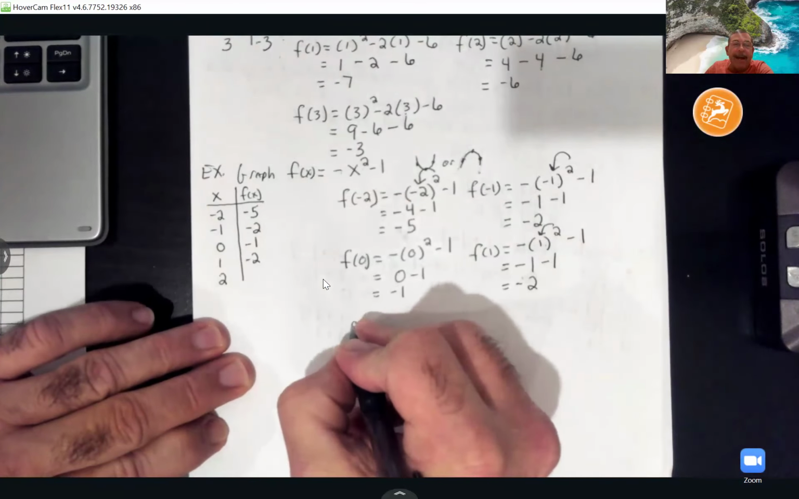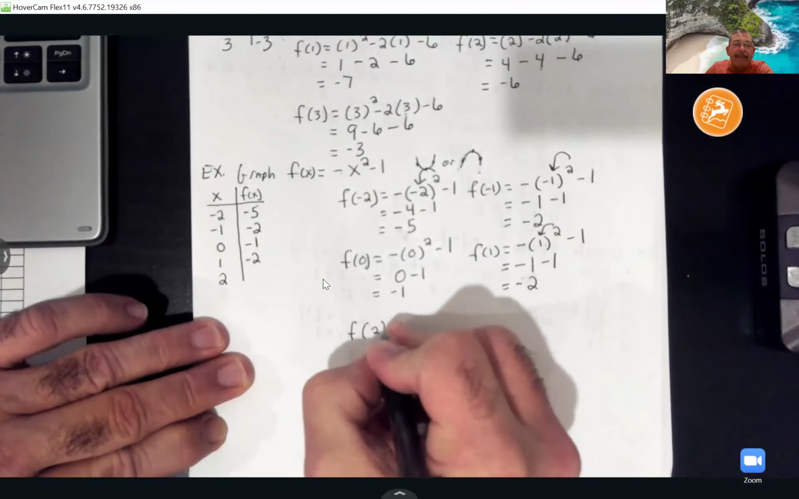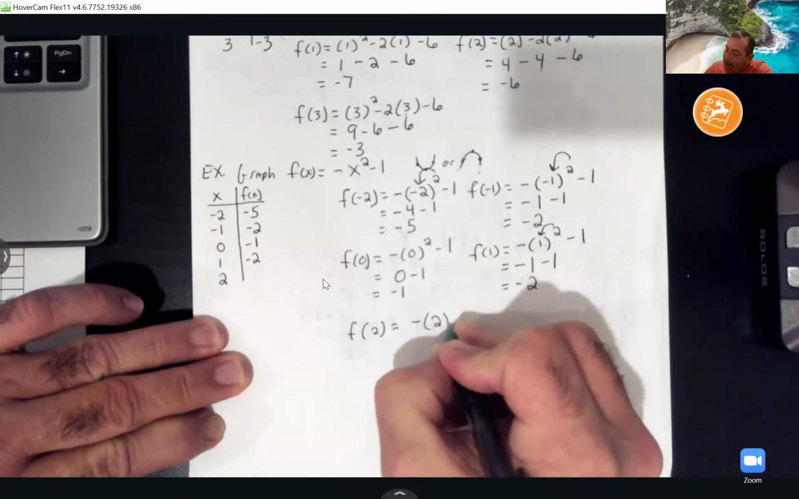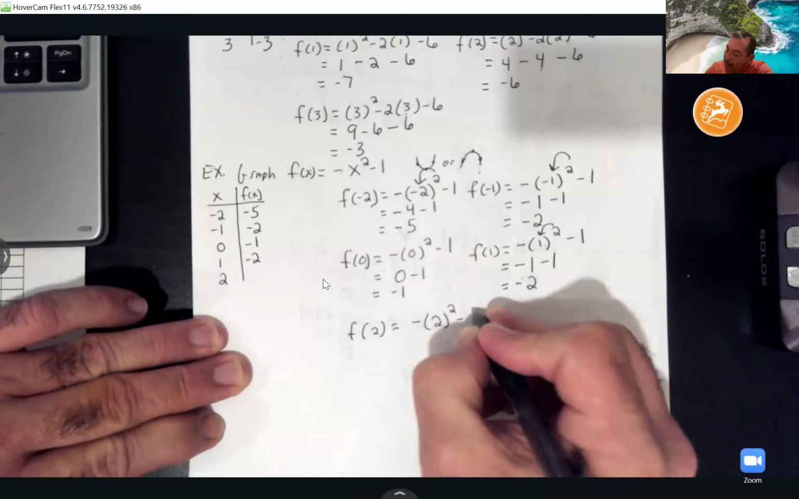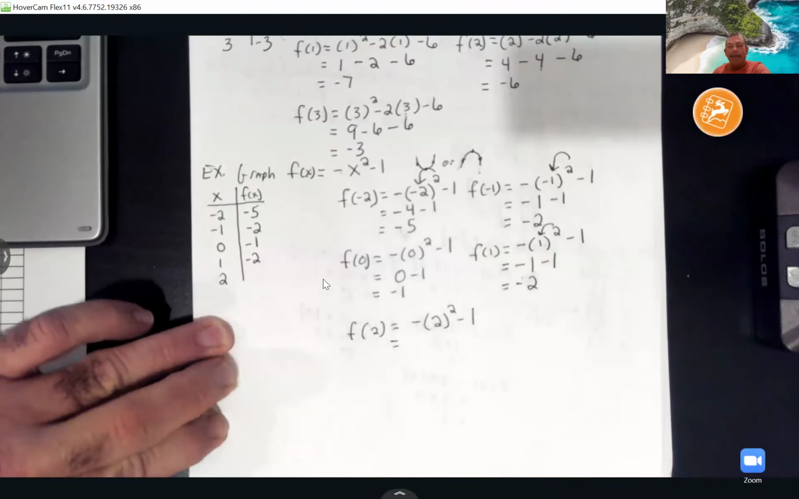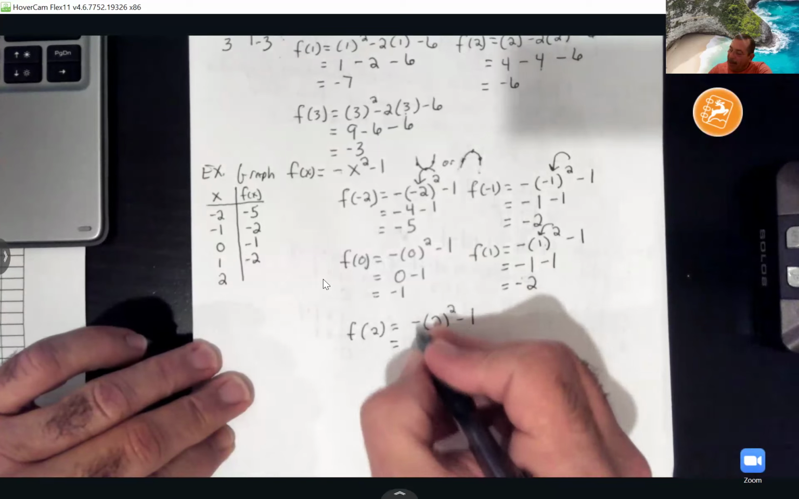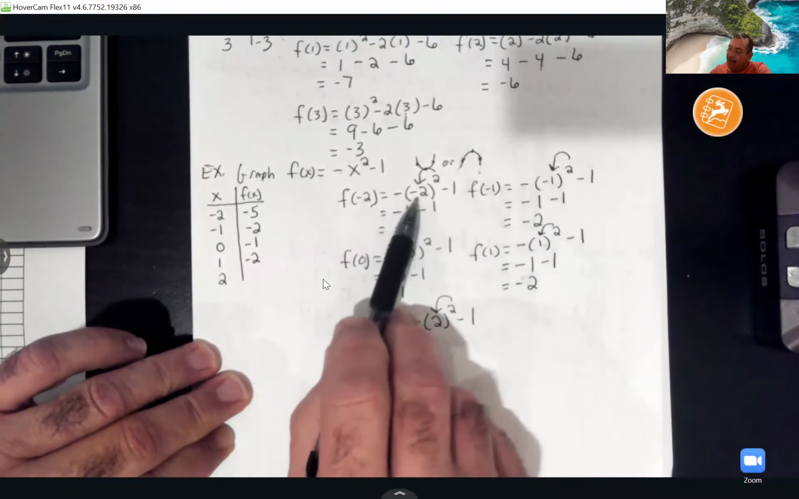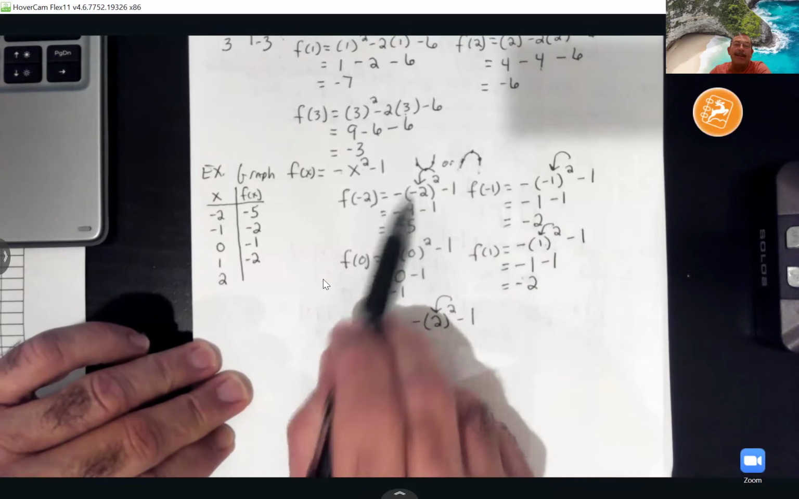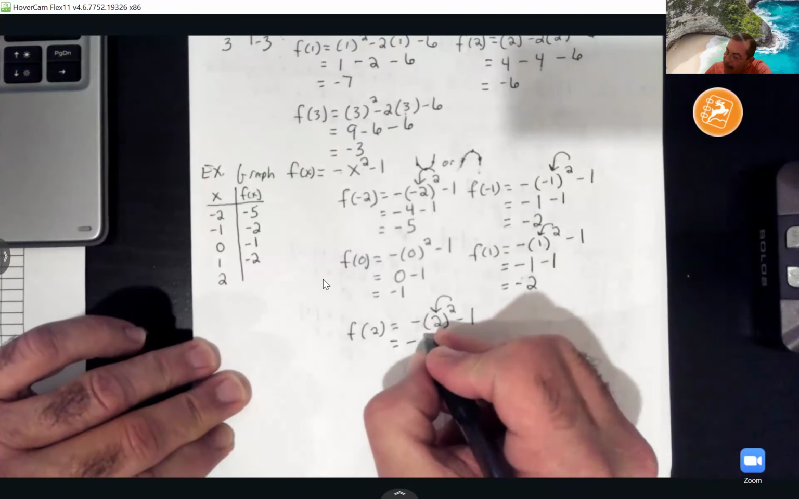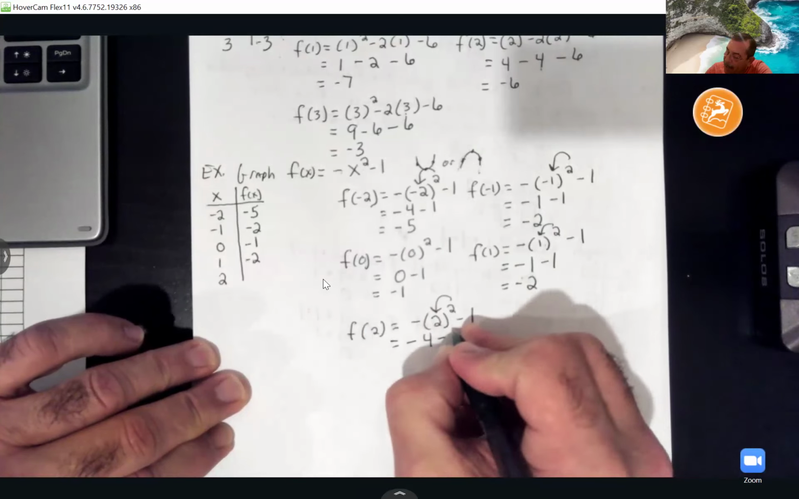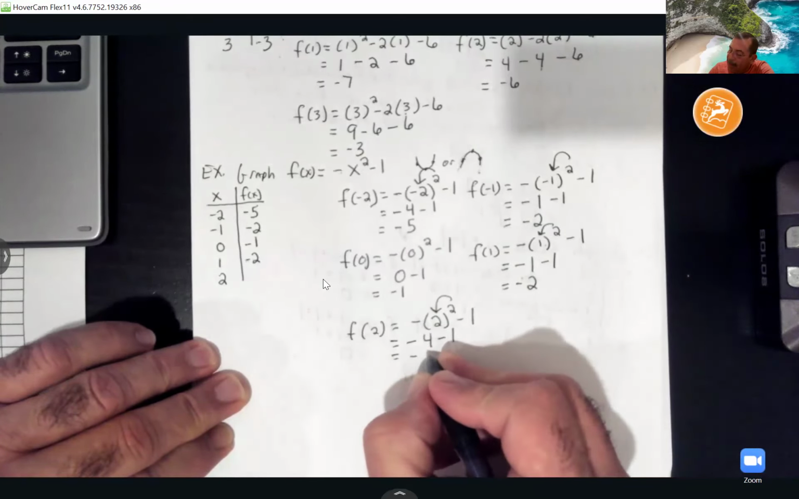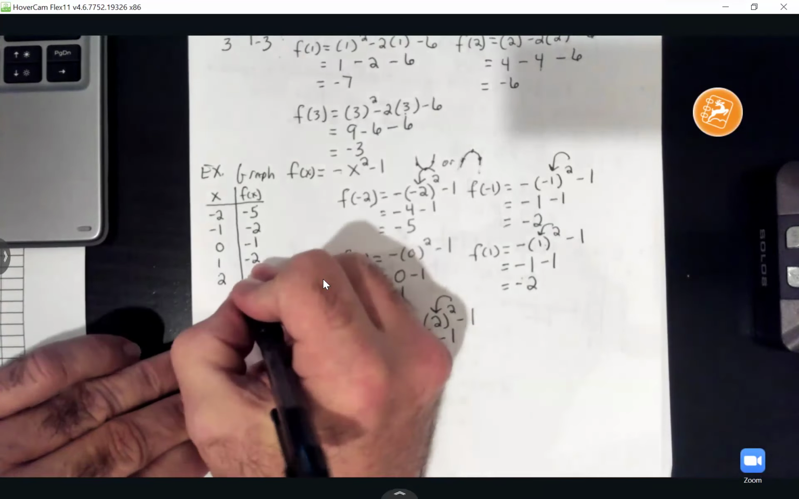All right, y'all, then finally was f of 2. So I got my negative, then my 2 squared minus 1. All right, y'all, bring down that negative, square that 2, and that's going to be the same thing we got up here when we squared that negative 2. That's going to give me what, a minus 4. Bring down my minus 1, and that's going to give us what, a negative 5.